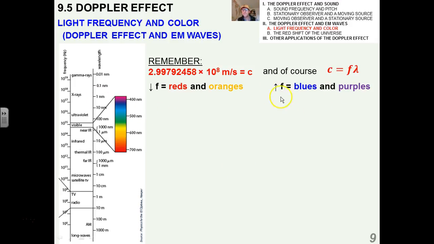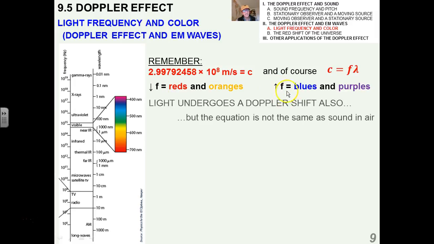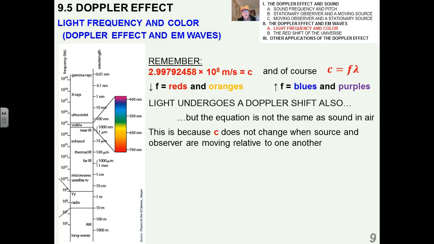Blues and purples have more energy. Those waves have more energy in them than reds and oranges because they have a higher frequency. Light undergoes a Doppler shift also, but the equation is not the same as for sound. In fact, this is a case where light is much simpler than sound. c does not change when the source and the observer are moving relative to one another. So the reason why this equation is different and simpler is really because of relativity, which I'm not going to get into right now, okay?